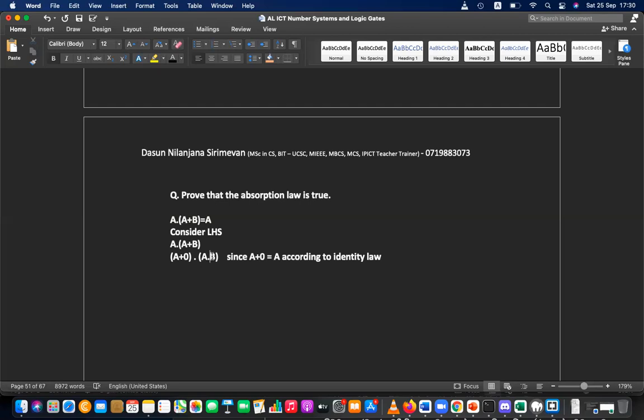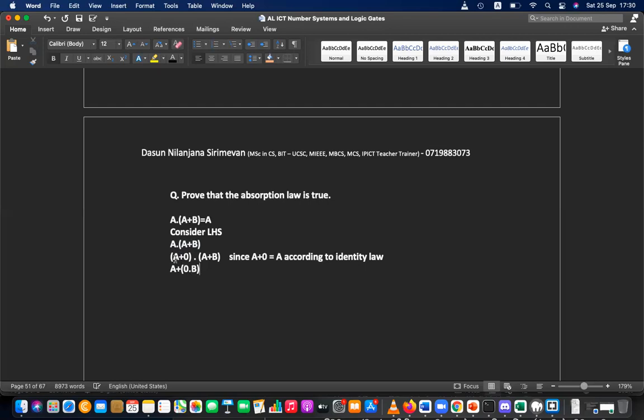And here, sorry, this one is A or B, right? It's my mistake. A or B is there as it is. A and B is also there, but this A can be written as A or 0. So then you can take the A or outside, and you can write this as 0 and B.